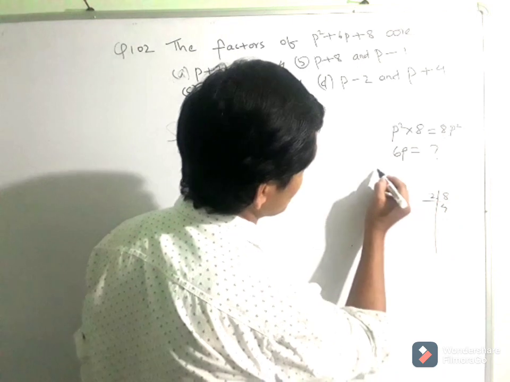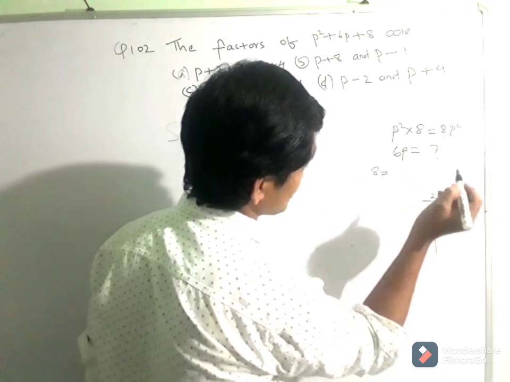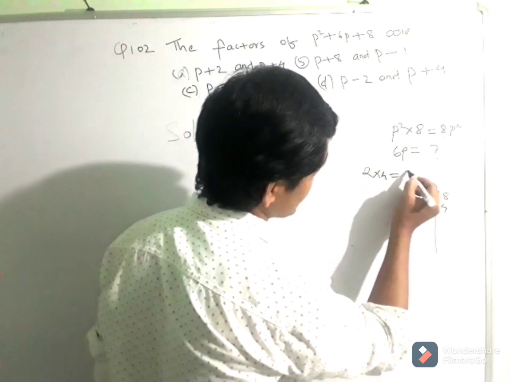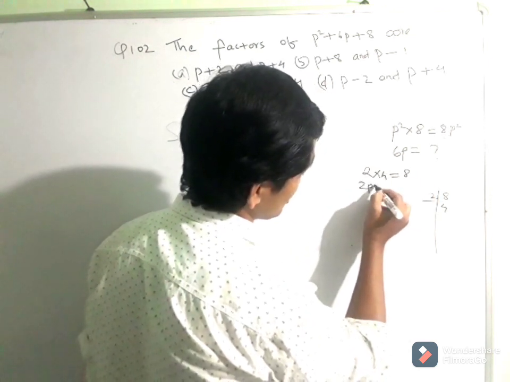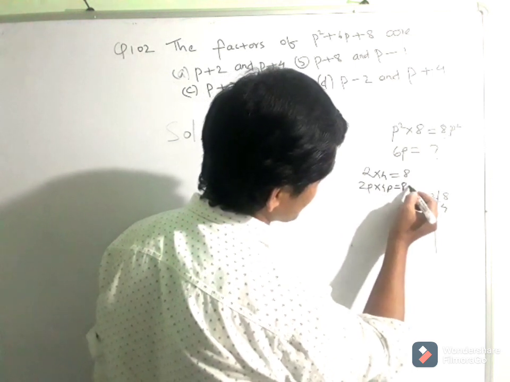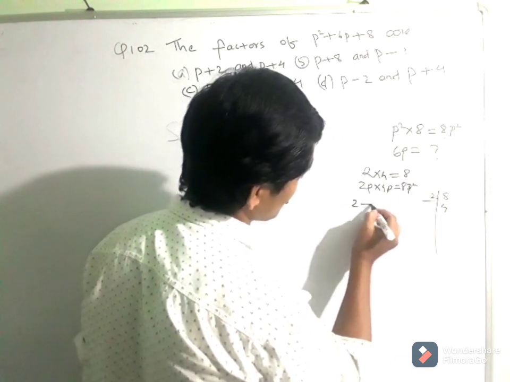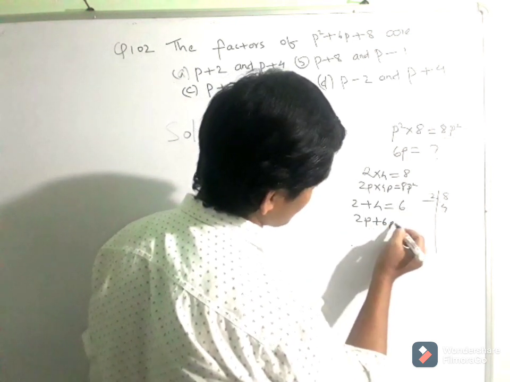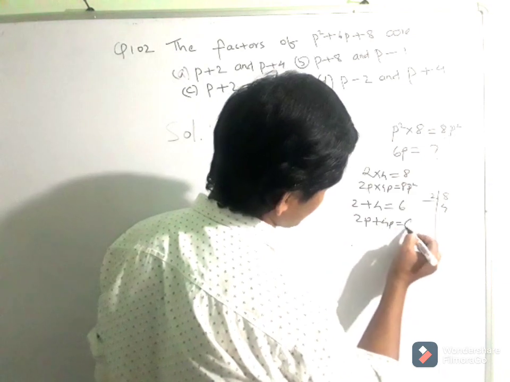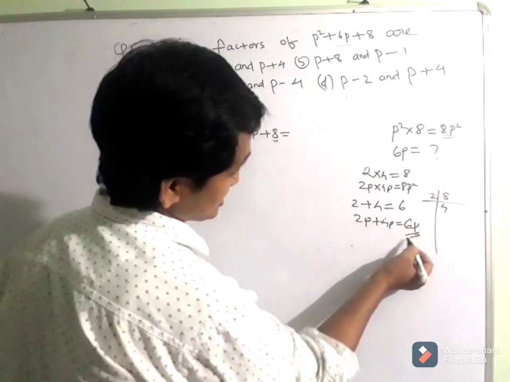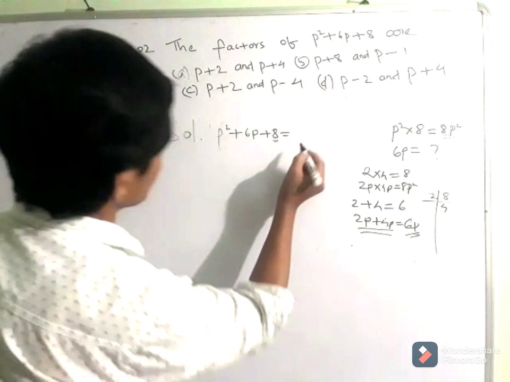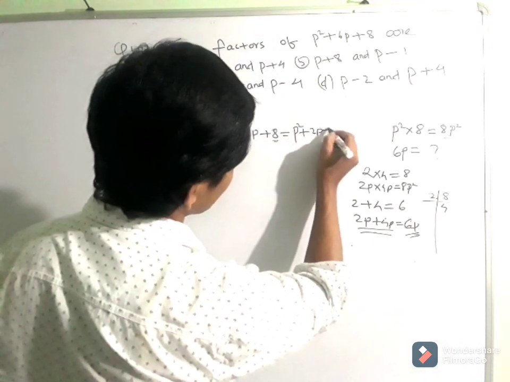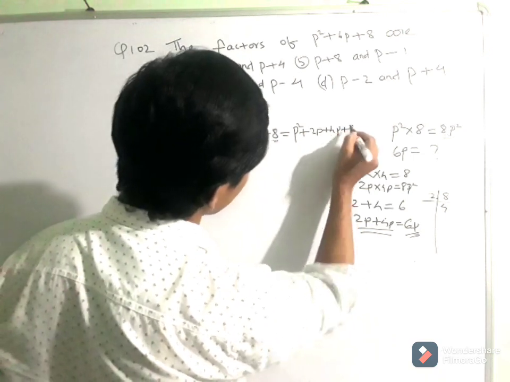So what do we have to do? 2 into 4 gives 8. You can also write it like this: 2p into 4p is 8p square, and 2 plus 4 is 6, so 2p plus 4p gives 6p. In place of this 6p, we have to write 2p plus 4p. So p square plus 2p plus 4p plus 8.